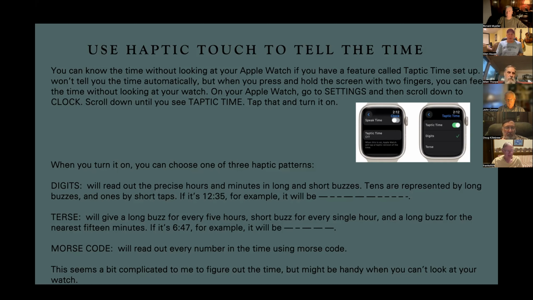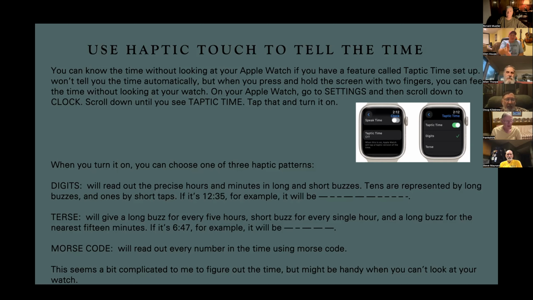To set it up, you go into settings and scroll down to Clock in your watch settings. Then when you go to Clock, you'll see Taptic Time there, and you just turn that on. Then you have to decide which of 3 settings you want. You can have digits, terse, or Morse code. Now, this all seems a little too complicated for my liking. Yeah. I really don't want to have to sit there and decipher what it is saying to me.